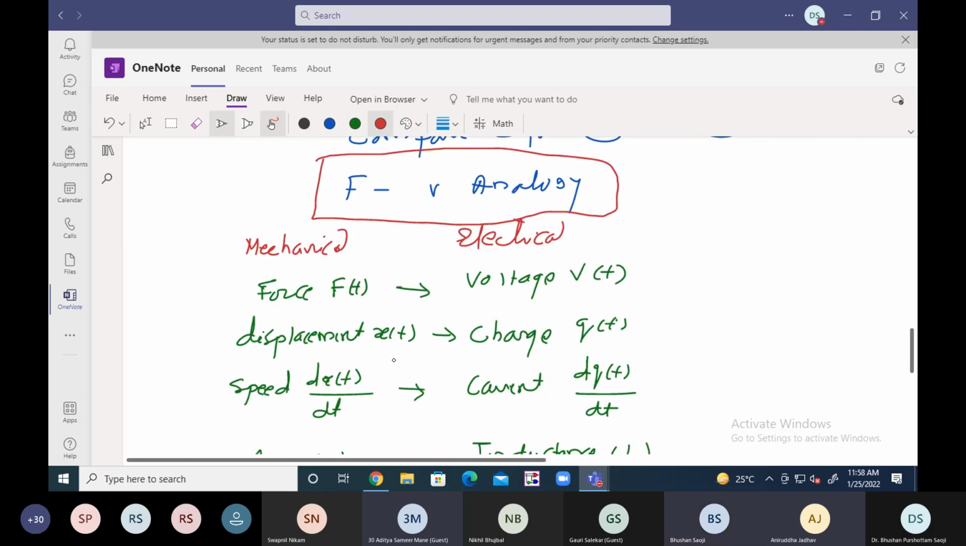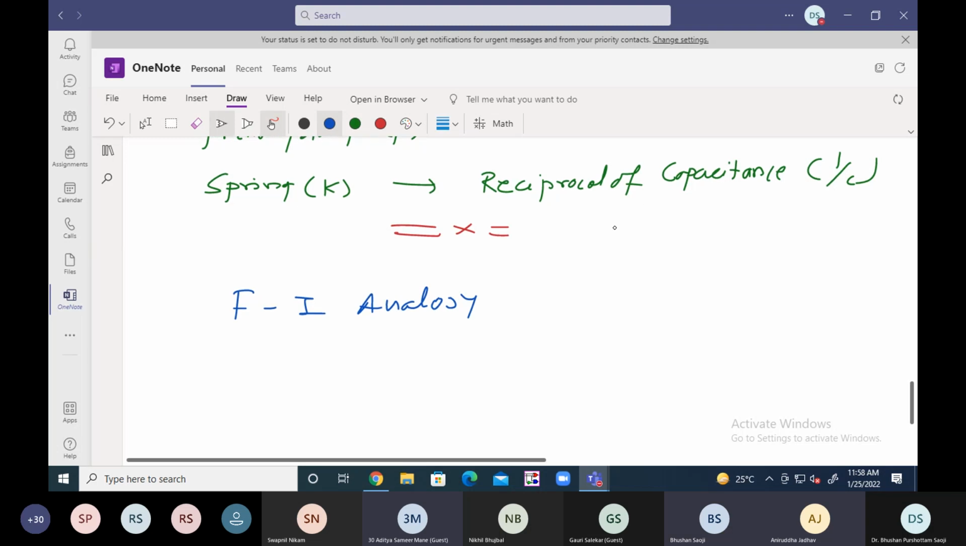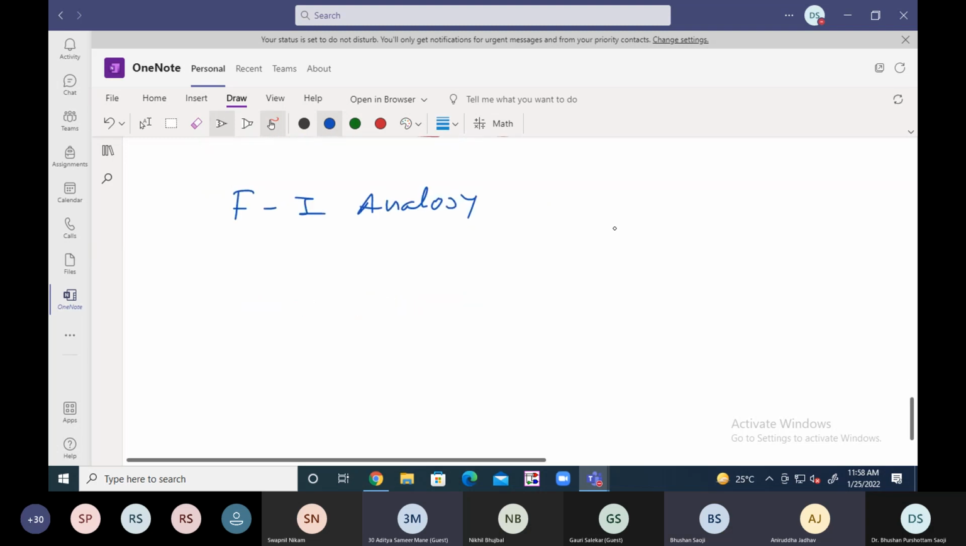If you see the previous exam papers, you will find there is always one question of at least 5 marks on physical systems. Sometimes they ask to write down the differential equation. Sometimes they ask to draw the force to voltage or force to current analogy circuits. Now here we will see the force to current analogy, F2I analogy.